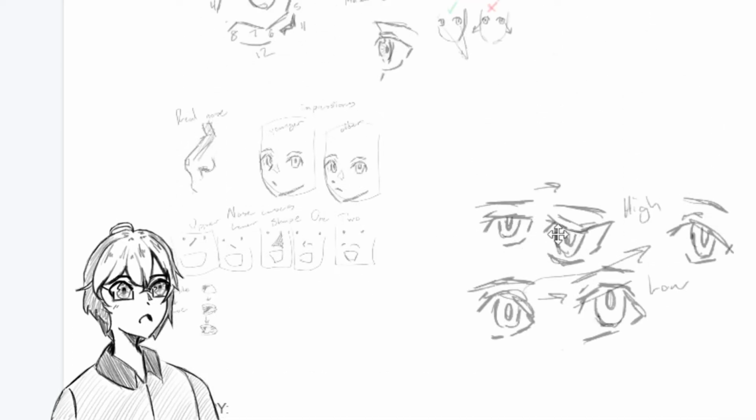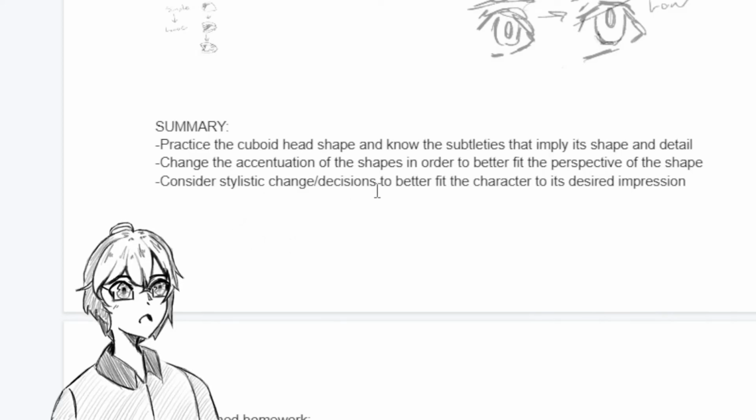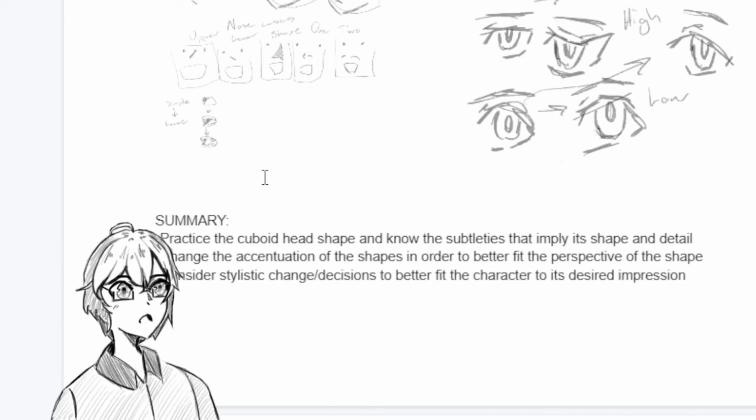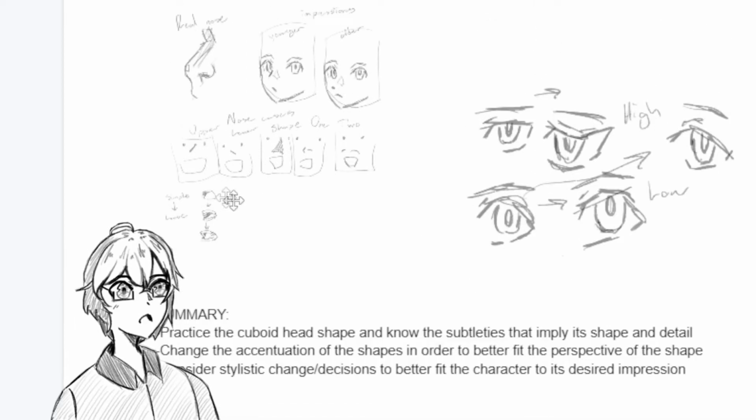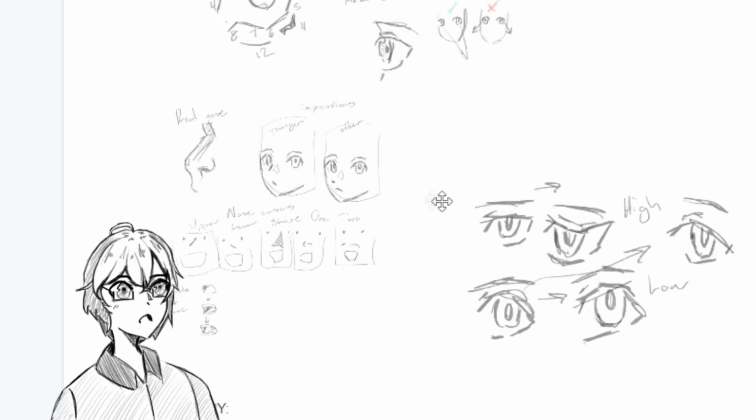So like I said, that's going to be a lot of this line work and making sure that you're not strict with your shapes and your lines in order to better express the perspective that you have. And then consider stylistic change or decisions to better fit the character to its desired impression. Again, add less detail or more simple stylistic choices if you want a cuter or a younger character, and the inverse for a more mature or older character.